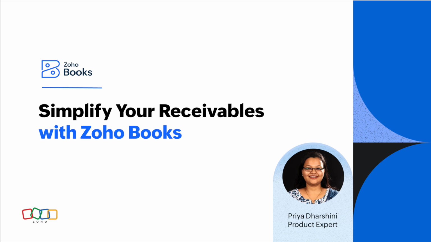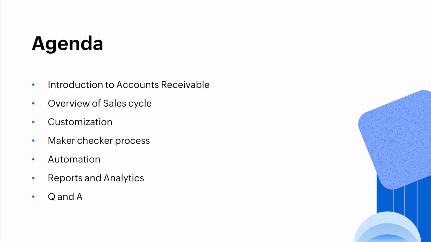Zoho Books has various modules to streamline the entire accounts receivable process. So let us understand the various modules and how you can automate the various functionalities with Zoho Books. Before we start this session, let me quickly run you through the agenda for the day. First, we will understand what accounts receivable is all about and how Zoho Books manages it. Then we will move into the sales cycle in Zoho Books, how the data flow happens between the various modules, and finally how you can record the payments.